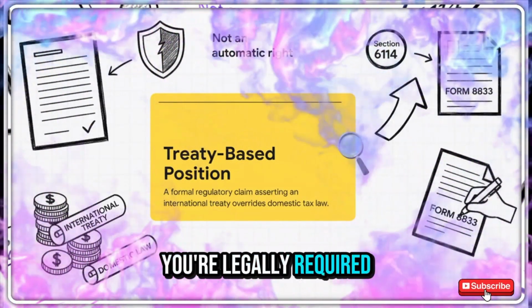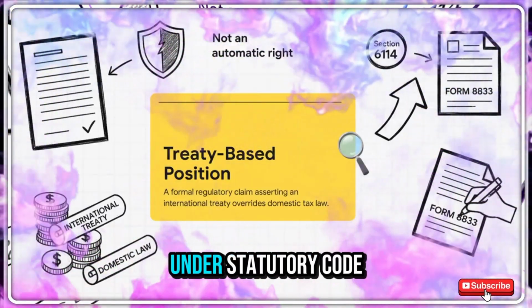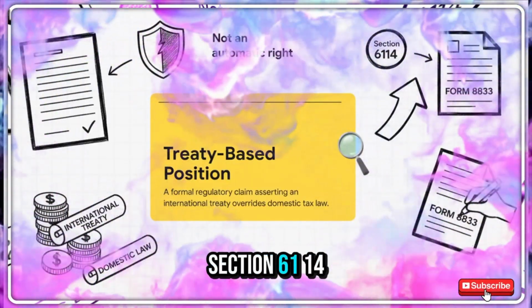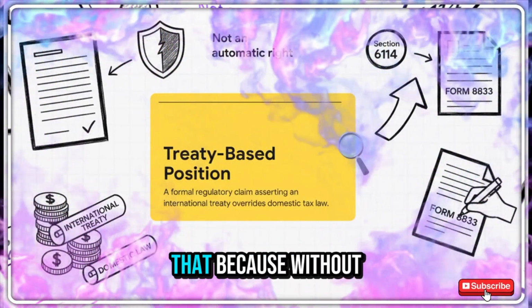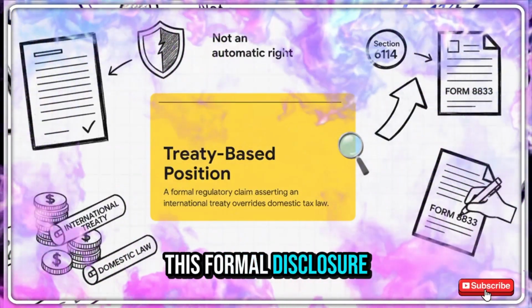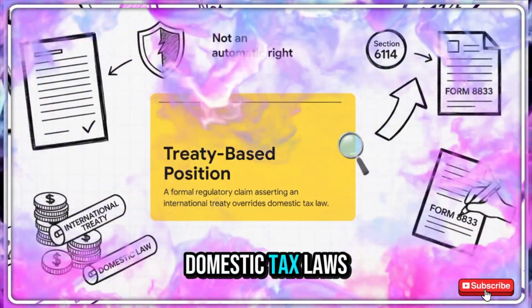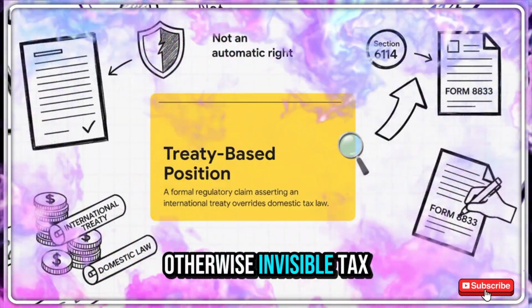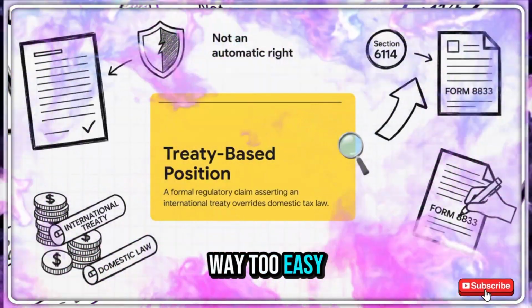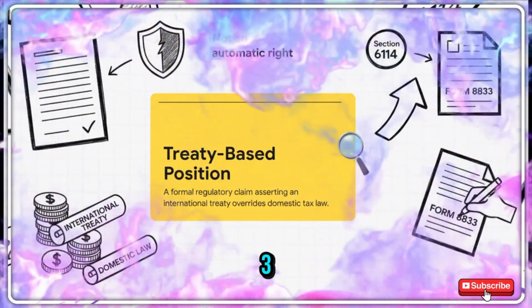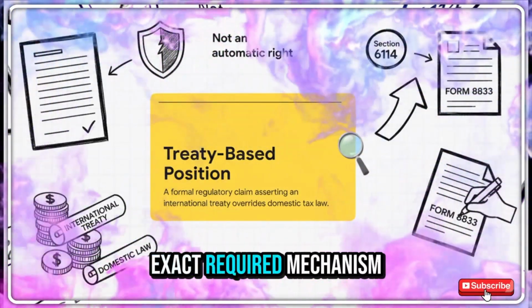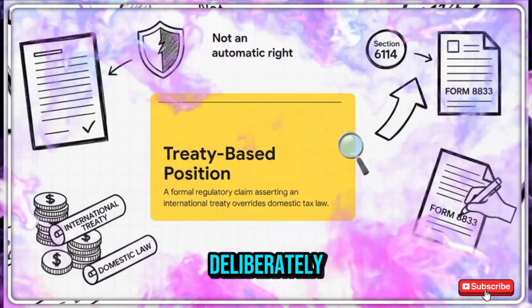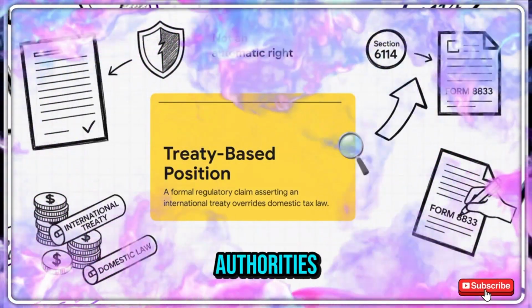You're legally required to formally stake your claim under Statutory Code Section 6114. And why is that? Because without this formal disclosure, standard domestic tax laws are going to apply by default, which makes sense. Otherwise, invisible tax evasion would be way too easy. Form 8833 is the exact required mechanism you use to deliberately declare your position to the tax authorities.